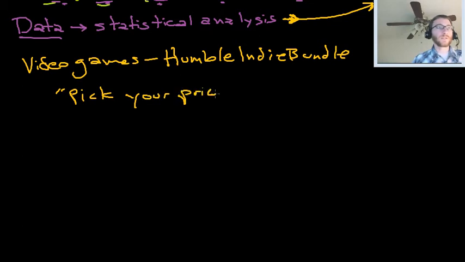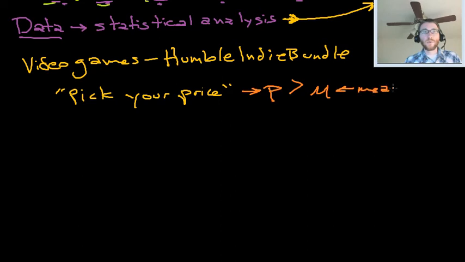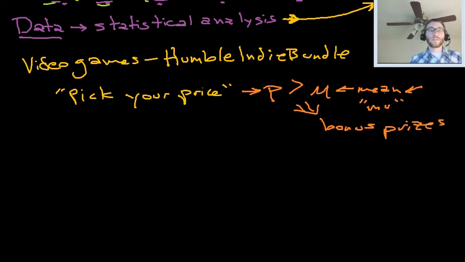So there are like 5 or 6 independent video games. You choose a price that you're willing to pay, and let's call that P. If P is greater than the average price, the mean, which is the letter mu, we'll talk more about that later, then you get bonus prizes. Well, that mean has been calculated. They calculate the mean. That's a statistic based on existing people.